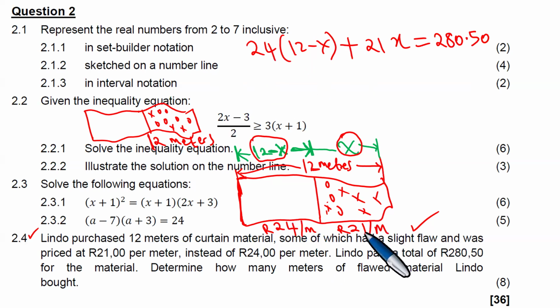And then we have the one that is damaged, with slight flaws. It is made cheaper, 21 rand, and then multiplied by x. And the x is therefore the length of the curtain that has a slight flaw in it. So let us multiply everything together. Let's use our calculator.